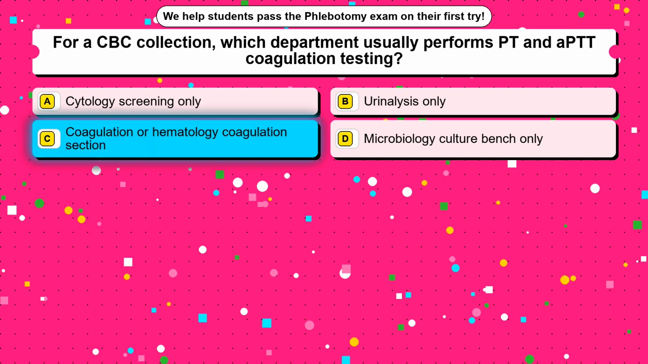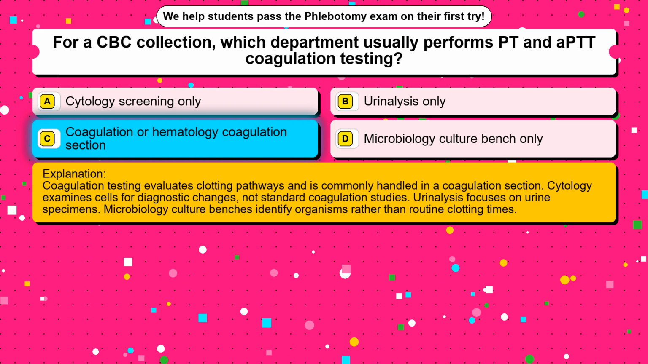The correct answer is option C. Coagulation or hematology coagulation section. Coagulation testing evaluates clotting pathways and is commonly handled in a coagulation section. Cytology examines cells for diagnostic changes, not standard coagulation studies. Urinalysis focuses on urine specimens. Microbiology culture benches identify organisms rather than routine clotting times.